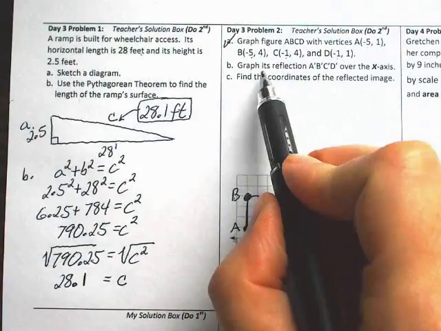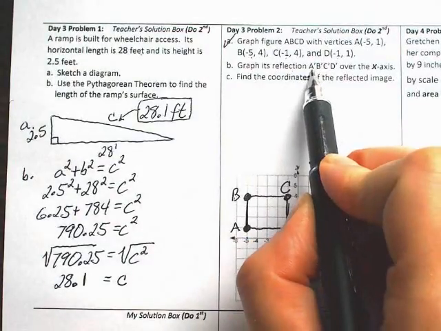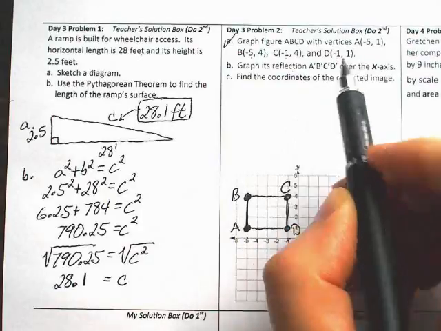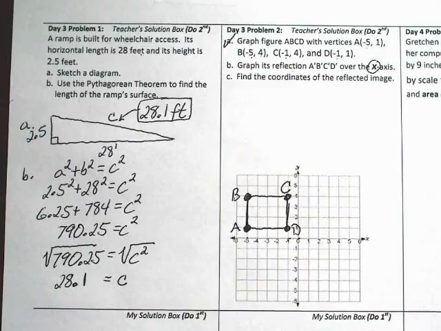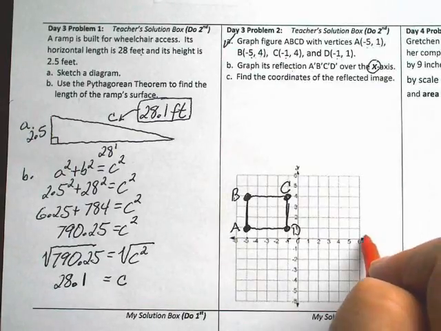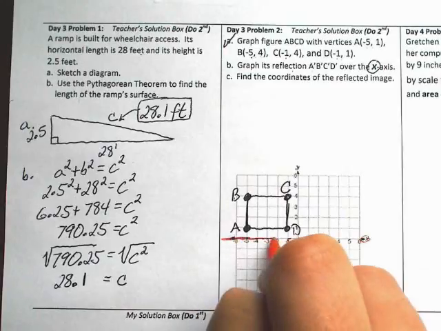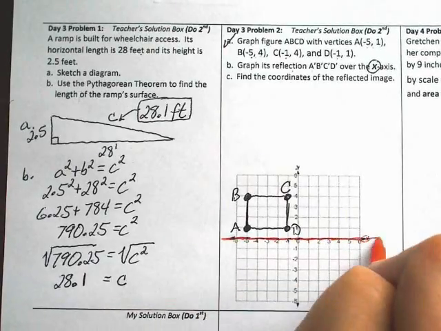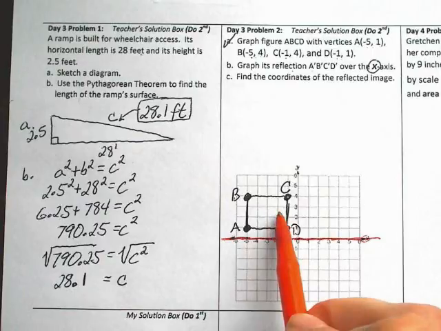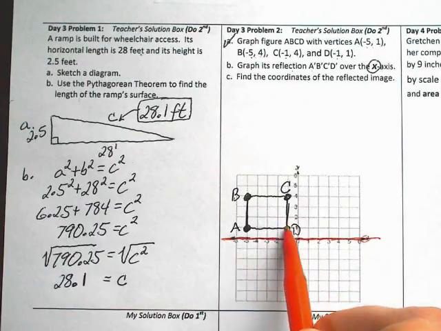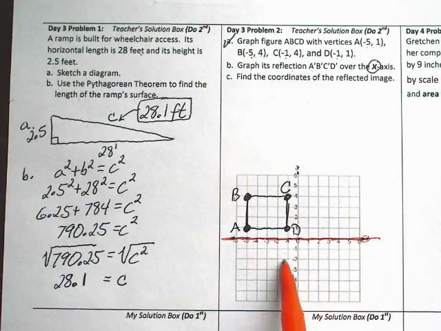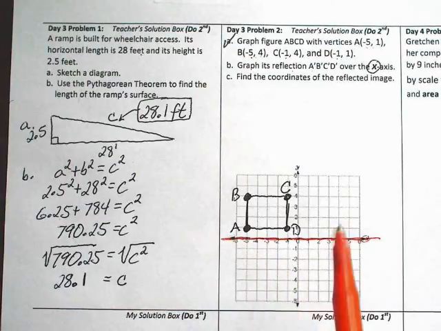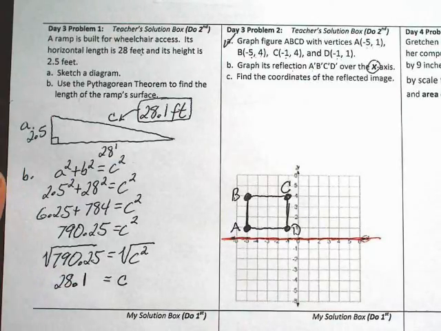Now part B, graph its reflection A prime, B prime, C prime, D prime over the x-axis. And so the x-axis is here. It's this line going across the grid, and this is going to be our reflection line. We're going to take this rectangle and reflect it to the other side of the red line, and it's going to end up in this area of the paper. We can find it accurately by moving all 4 of the dots.